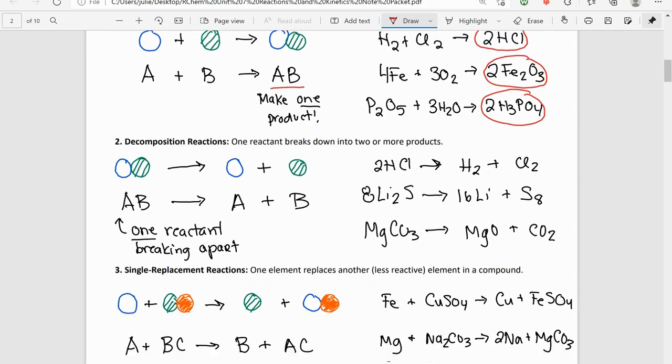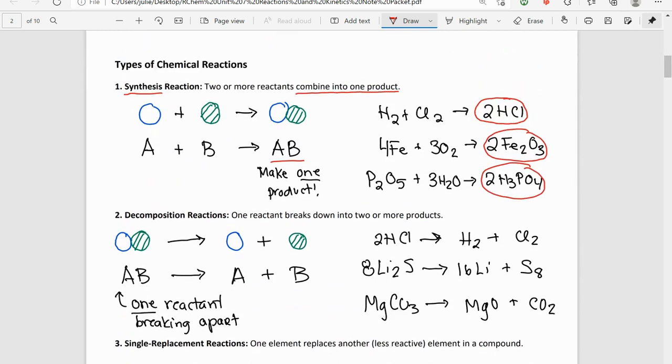Okay, our decomposition reaction is just the opposite of our synthesis reaction. We have one reactant that's going to break down into two or more products. Over here you'll see we have AB, one compound, and it's going to break apart into multiple pieces. In our first example, one reactant is going to break into two of its elements. In the second example, same thing, one reactant breaking into two or more products.